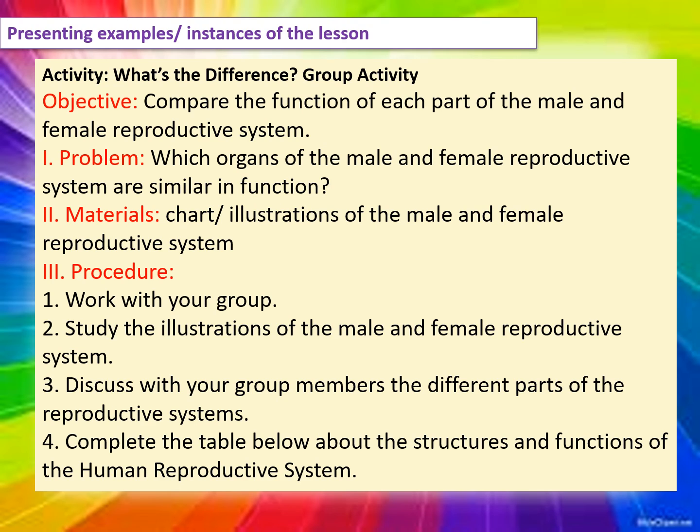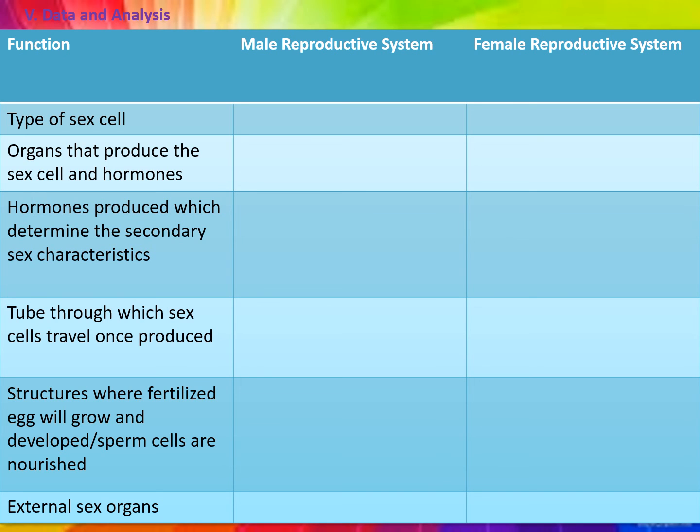Illustrate the male and female reproductive system. Study the illustration. Discuss with your group members the different parts of the reproductive system. Complete the table below about the structures and function of the human reproductive system.